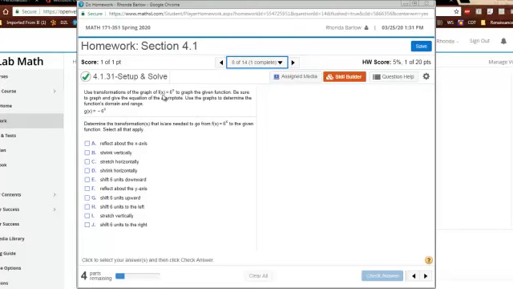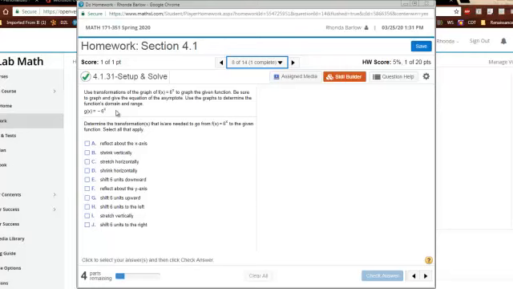I've got f of x equals 6 to the x. I need to graph it, give the equation, the asymptotes, and use the graphs to determine the domain and the range. So basically what they're doing is they're going back to section 2.5 where we learned about transformations.